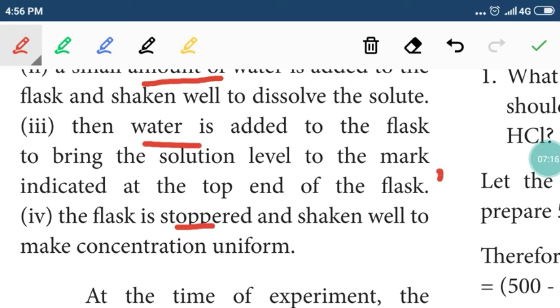Next, the remaining quantity of water, 800 ml. 200 ml is already added to dissolve sodium hydroxide. The remaining 800 ml of water will be added until the level of the solution reaches the mark in the flask. So now we have a 1 liter standard flask containing 1 liter of solvent and 40 gram of solute. So now this is a one normal solution.